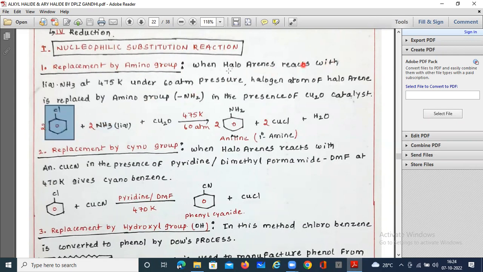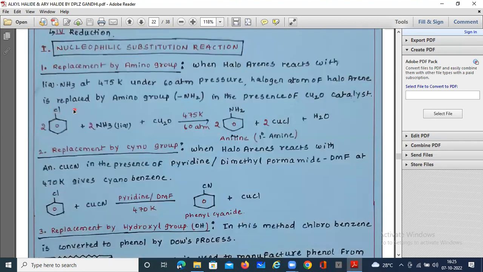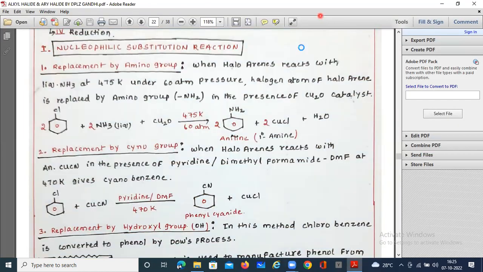When haloarenes react with liquid ammonia at 475 K under 60 atmospheric pressure, the halogen atom of the haloarene, this one, is going to be replaced by what?